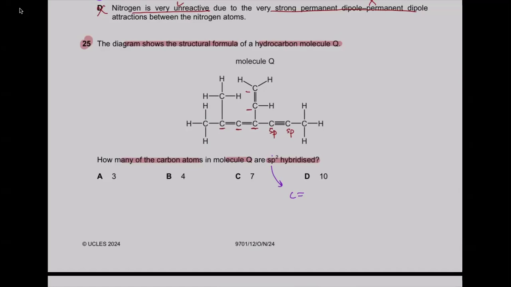No. Okay, yes, this is a trick. This one has 2 pi bonds, so it is also sp hybridized. Carbons having 1 pi bond are the sp2. So, see, there are 4. A, B, and C are wrong, and D is the correct answer.